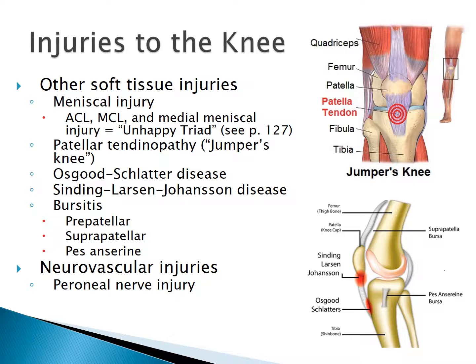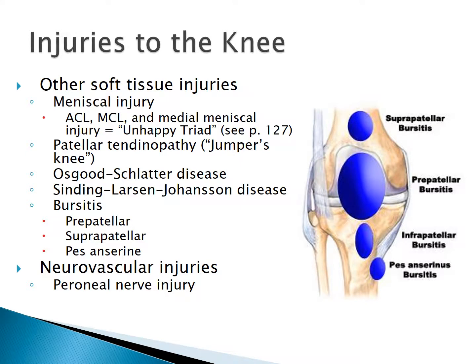Osgood-Schlatter is an apophysitis that results in excess bone formation and an increase in size of the tibial tuberosity due to increased tension at the insertion of the patellar tendon. Sinding-Larsen-Johansson disease is a painful inflammation at the inferior pole of the patella. Treatment of both includes modification of activities and careful strengthening and stretching of the surrounding musculature.